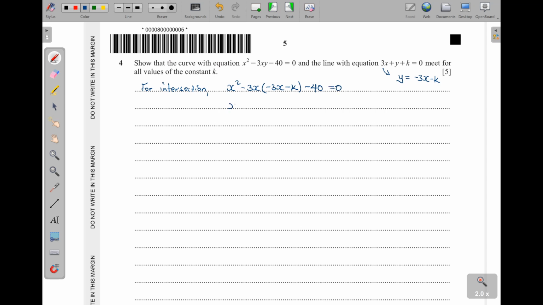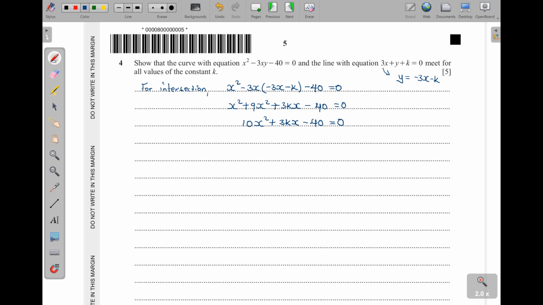Okay, then I open up the brackets, negative 3x times negative 3x, that will be a positive 9x squared. Then minus 3x times negative k, you will get positive 3kx. And then minus 40, which is equal to 0. So this one is simplified to 10x squared plus 3kx minus 40, which is equal to 0.